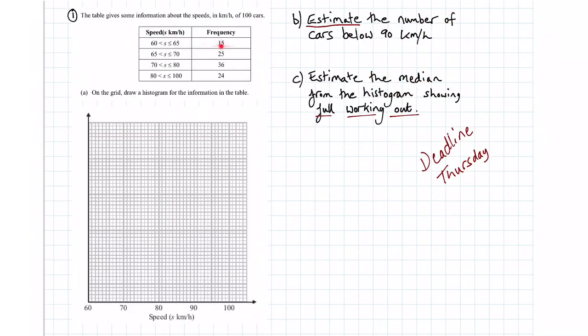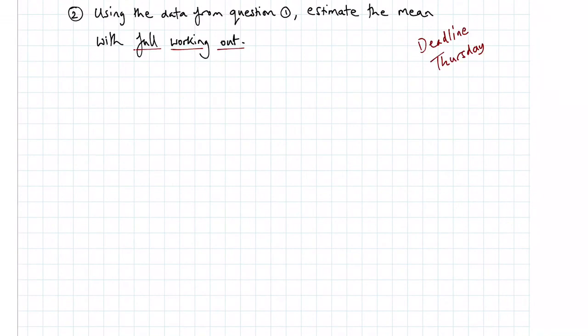And when estimating the mean from this table, you have to pretend these 15 people are in the middle of this group. These 25 people are in the middle of this group. These 36 people are in the middle of that group, and so on. Once you've done all that, add all those numbers together and then divide by the total number of, in this case, cars. You should get an answer somewhere between 60 and 100, and it will involve a calculation and showing your working out. So that's some information on how to do question 2.